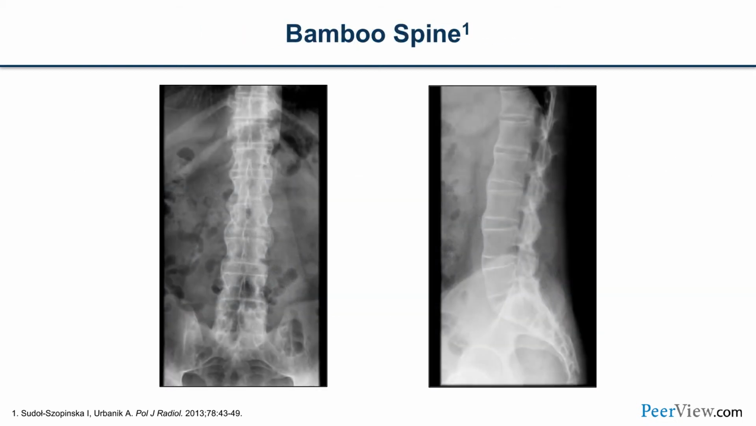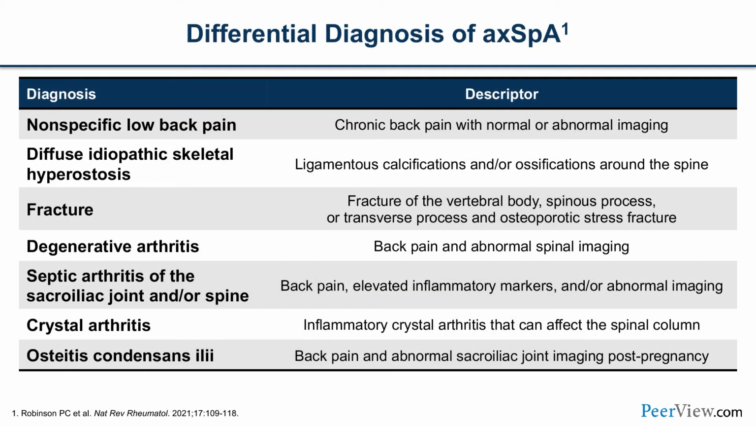Now, the next film is a bamboo spine, and you don't really even need to get an x-ray to know that you have this, although there are other things that can lead to extensive calcification. This patient cannot bend over, cannot see their feet, cannot touch their feet. It's significant. The differential diagnosis of axial spondyloarthritis is broad of patients in your office.